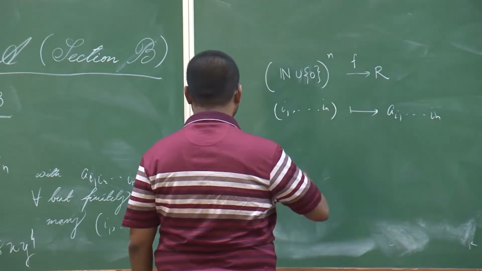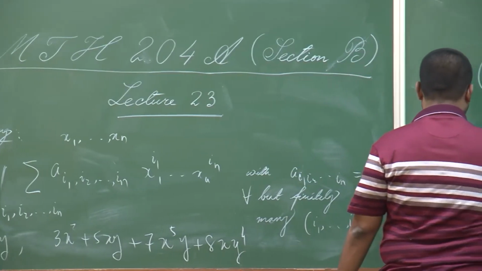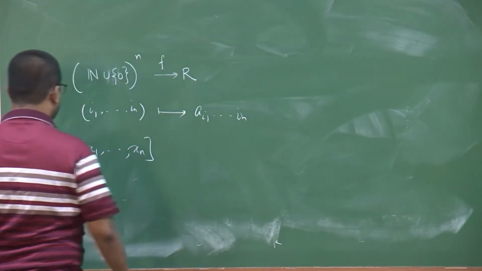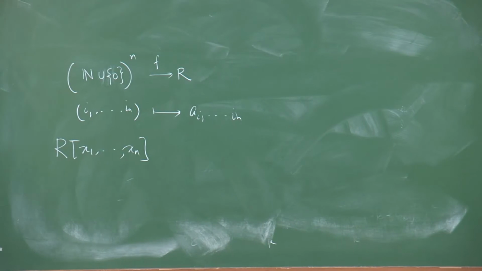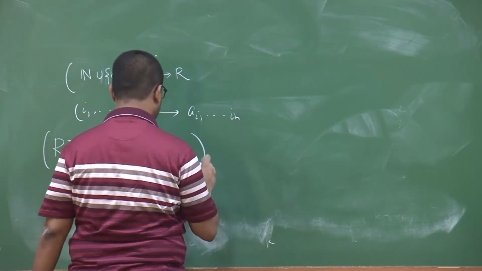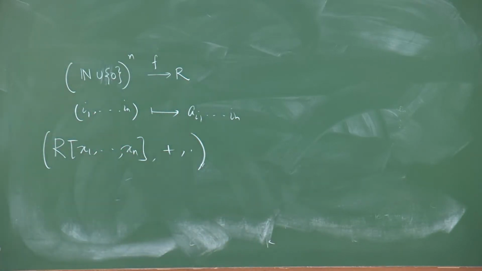Okay. So, here the set of all polynomials in these n variables over R, that collection is denoted by R[x1, ..., xn]. It is a ring with respect to addition and multiplication that we have already defined. Okay. So, thus we have discussed polynomial rings.